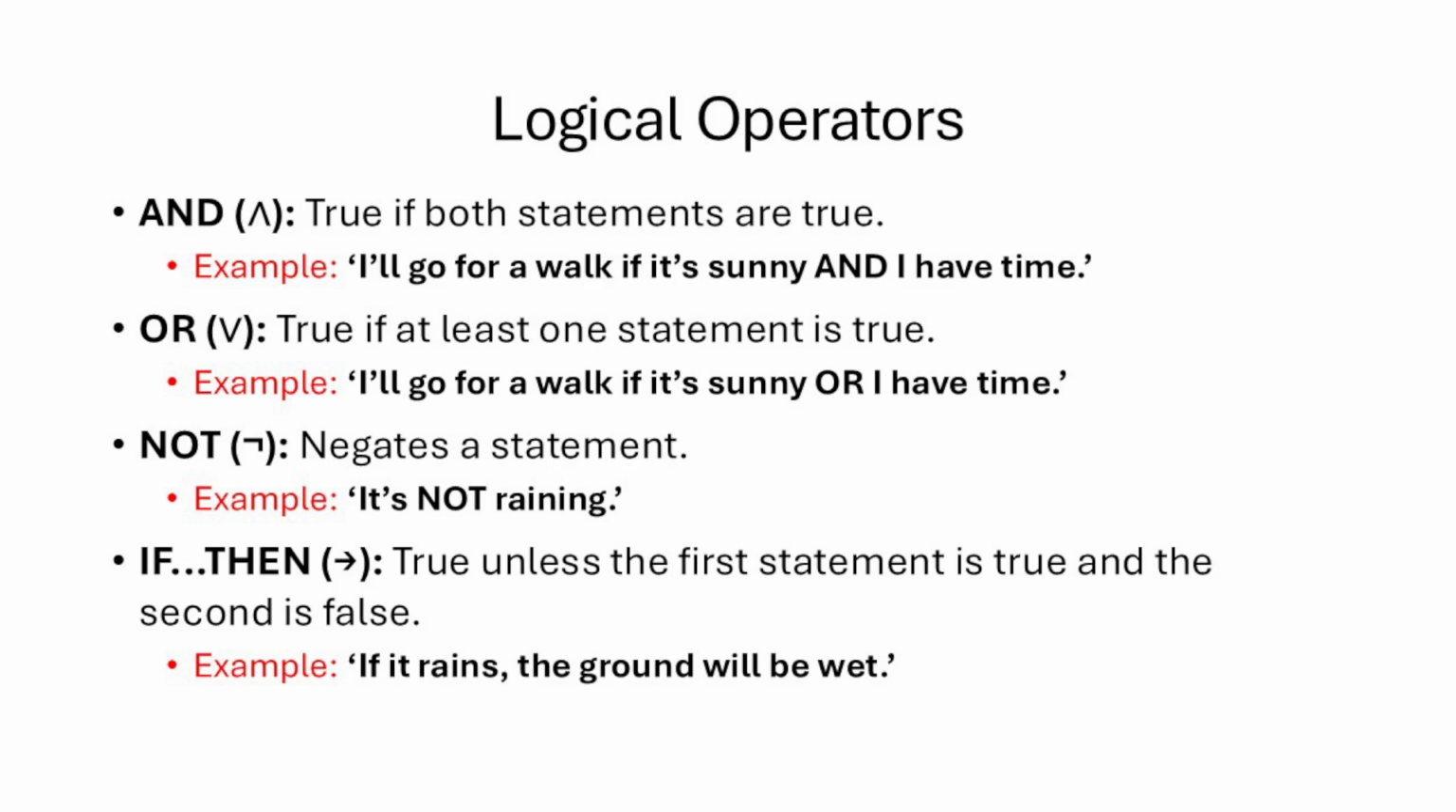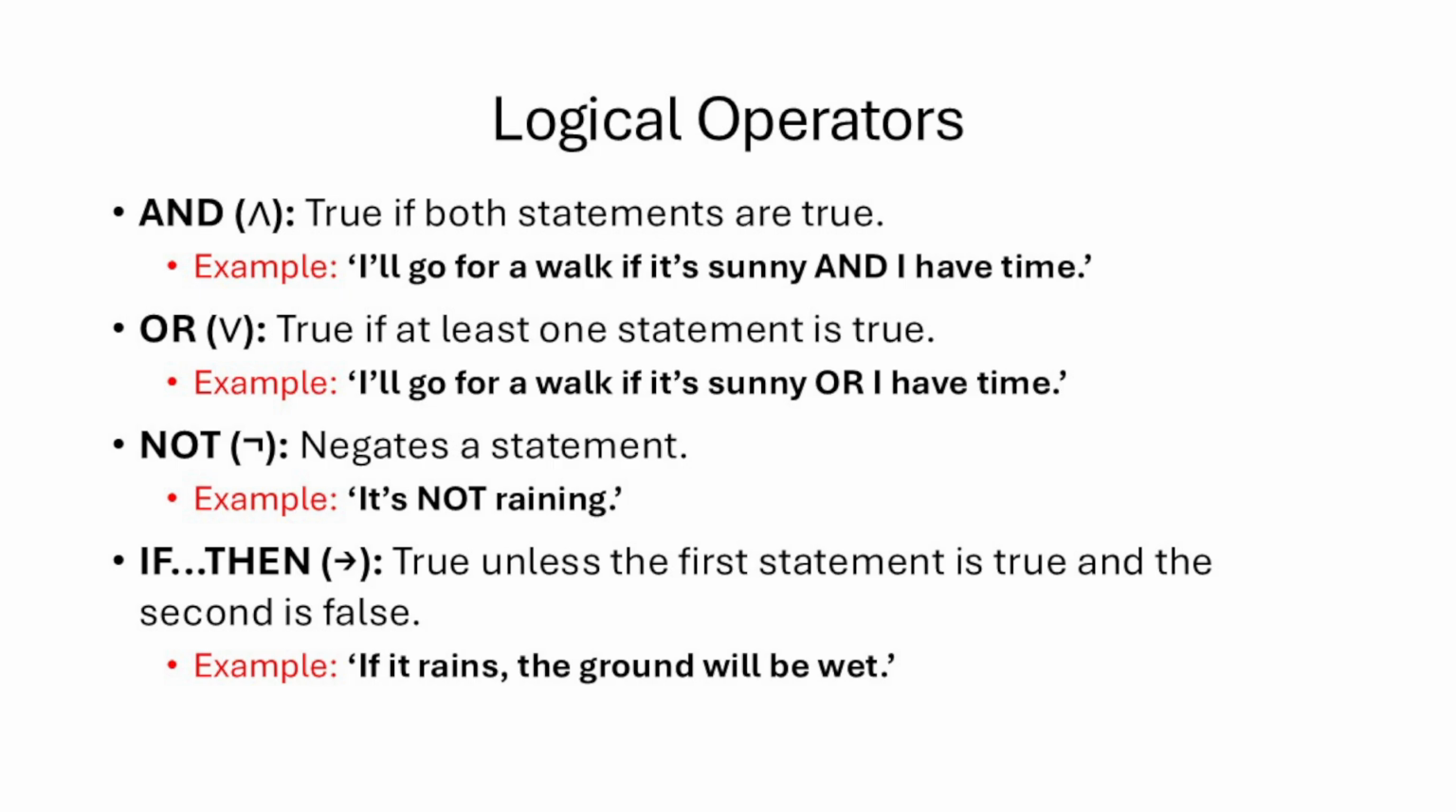So with the conjunction, with the "and", it's true if both statements are true. The example you can see on the screen is, "I'll go for a walk if it's sunny and I have the time." So the "I'll go for a walk" part is true if it's true that it's sunny and it's true that you have time. They both have to be true for that overall statement to be true.